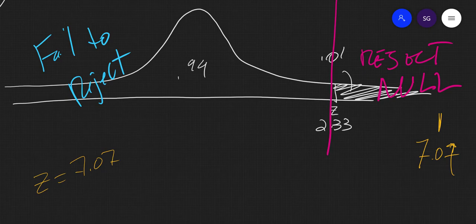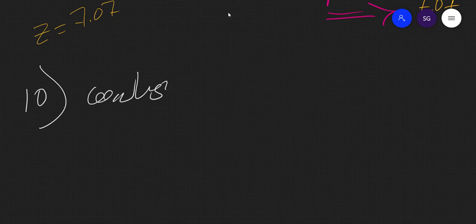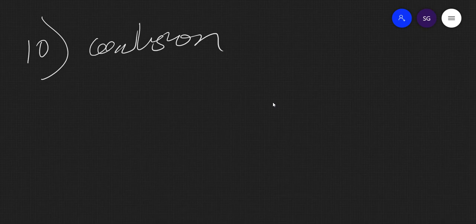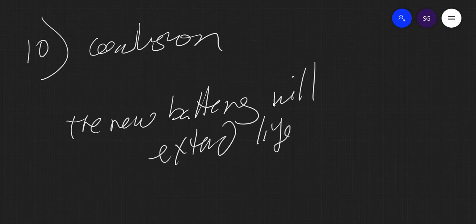So in this case, because I'm at 7.07 and I'm on the right-hand side of this line, then I am effectively going to make the decision that we will reject the null. And then I go to finally number 10, state the conclusion. My conclusion is the new battery will extend the life of the product.